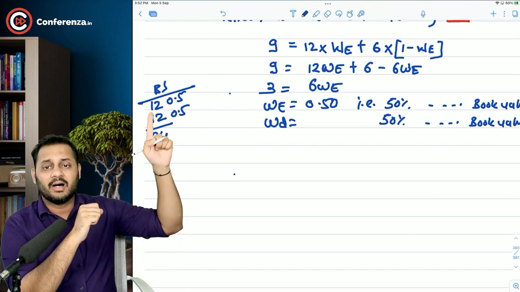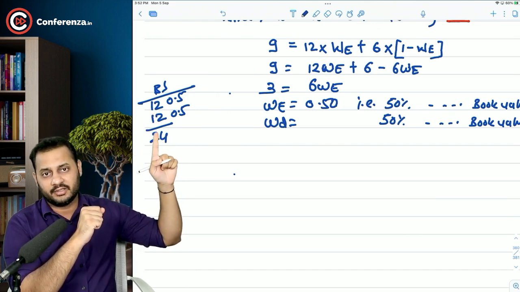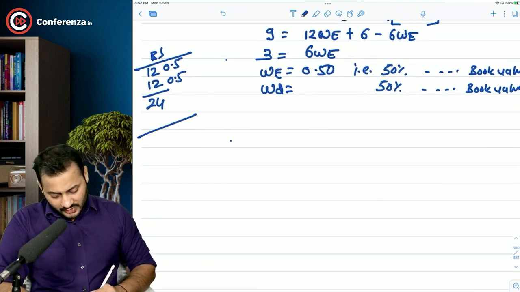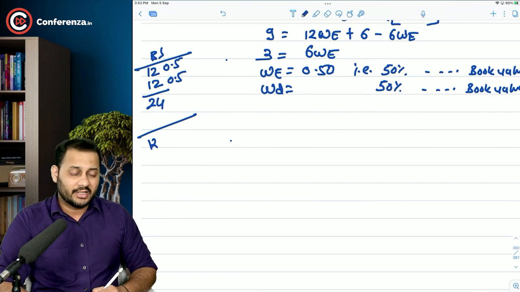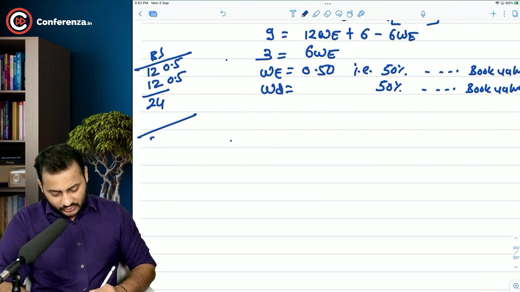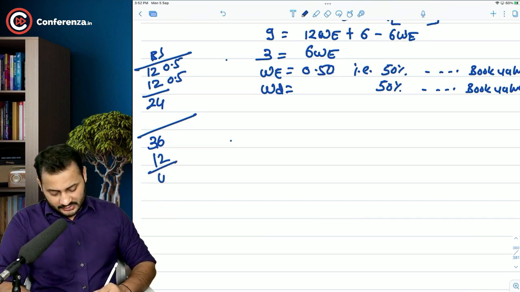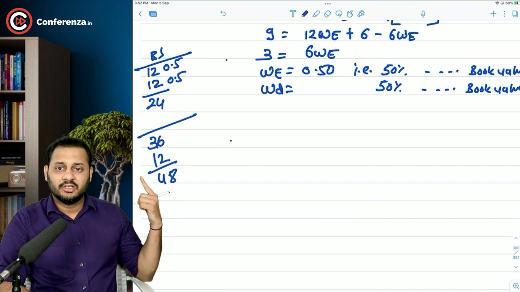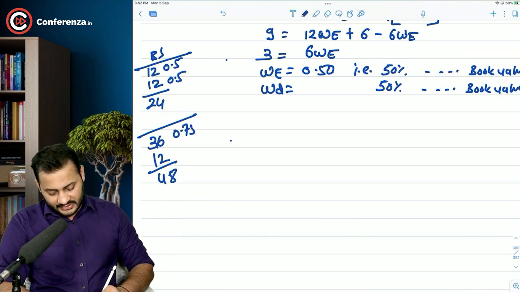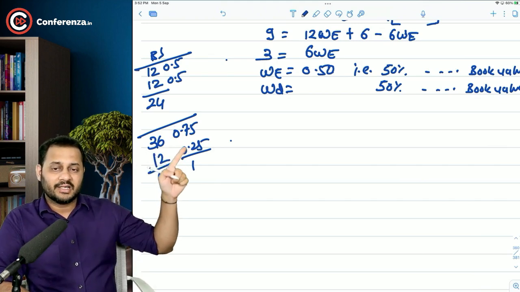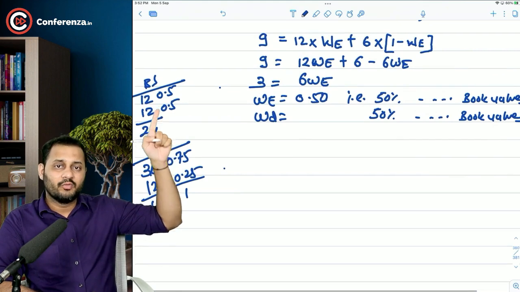Instead of taking the market value of the equity and debt, if you go by that, market value comes to 12 into 3, because market value of the equity is 3 times. So it will go like this, 36, and market value of the debt is equal to the book value, so this is like 48. If you do this, the ratio will be 0.75 and 0.25. Now these are the correct weights. These are the market value weights. These were the book value weights.